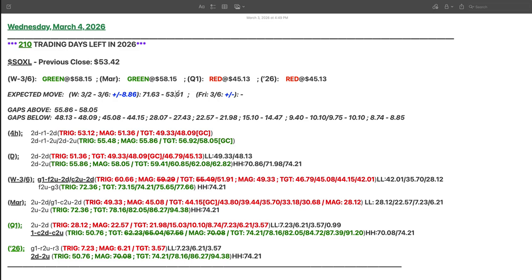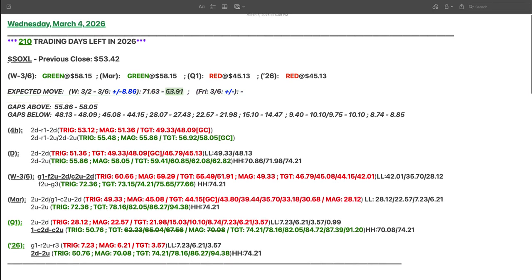Like we've talked about before, these levels are not end-all, be-all levels. It doesn't mean that once it hits 53.91, price has to reverse and go back up, or even go sideways. It's just a level of inflection, right? And that is obtained from looking at the options chains and where the interest is.